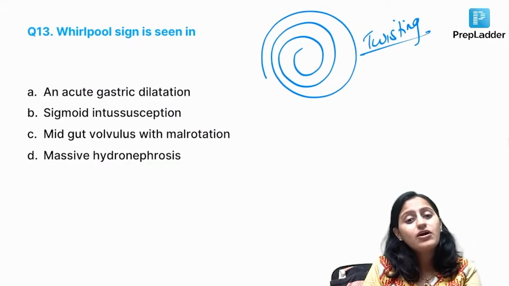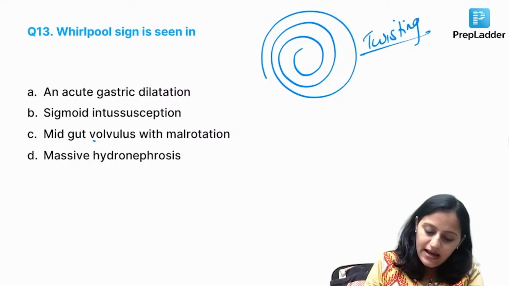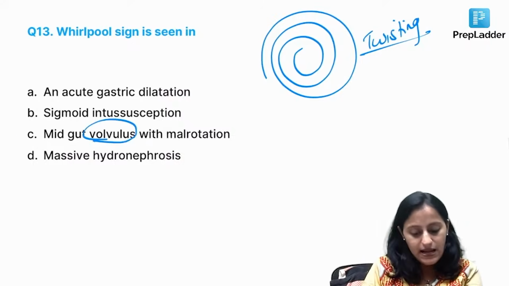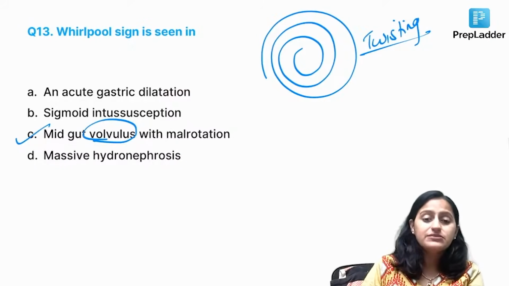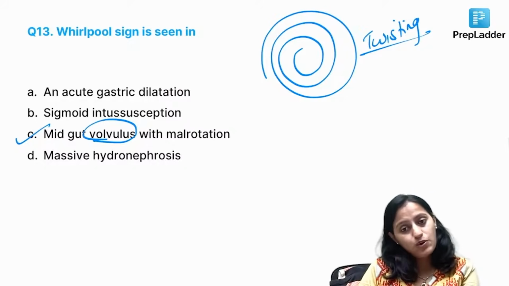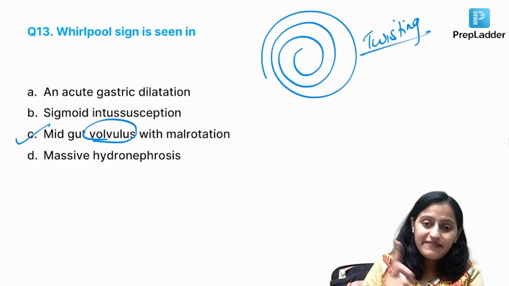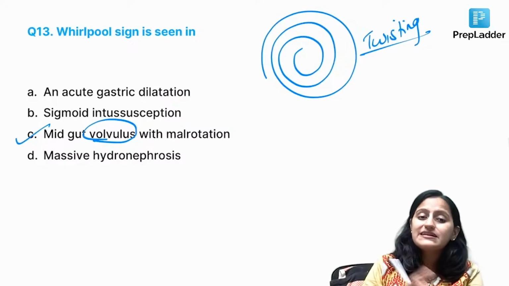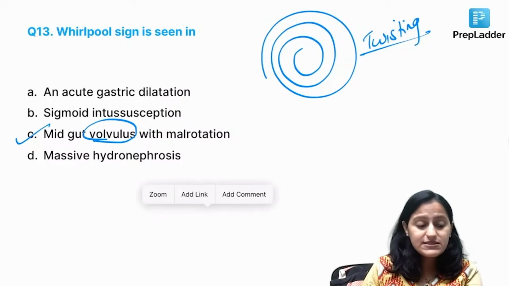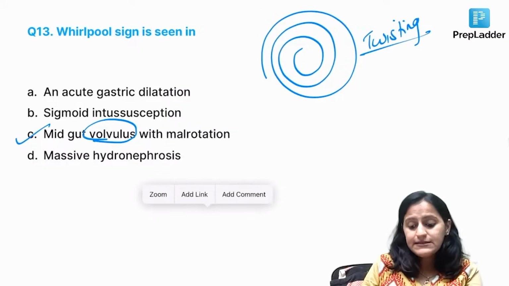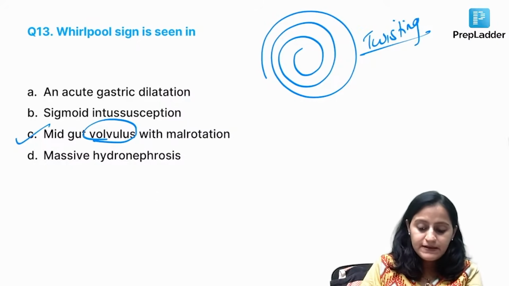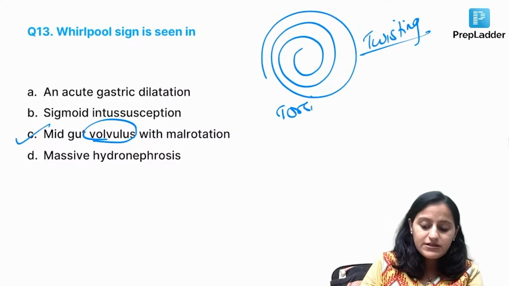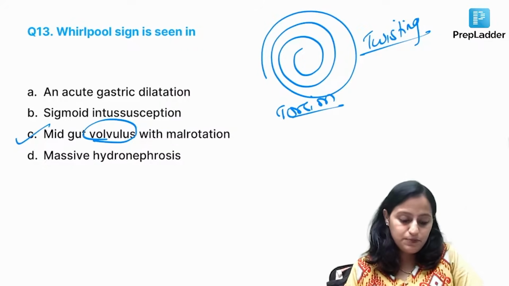And what is twisting called as? Twisting is called as volvulus. So the answer is going to be midgut volvulus with malrotation, right? Twisting means volvulus. So the vessel twisting, along with that the mesentery twisting, that is what gives the volvulus whirlpool sign. Similarly, you can see this whirlpool sign in testicular torsion as well. So it is volvulus or it is torsion where you see this whirlpool sign.